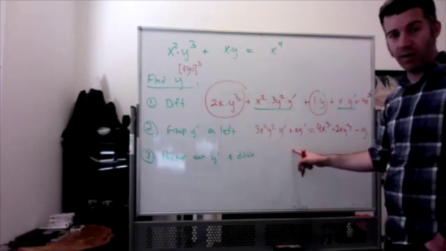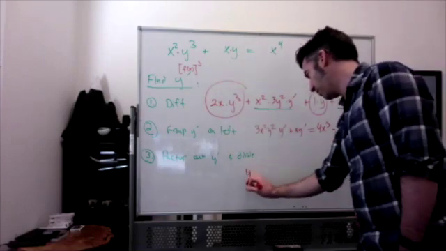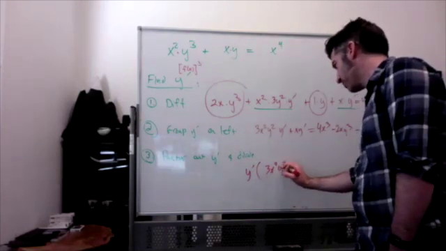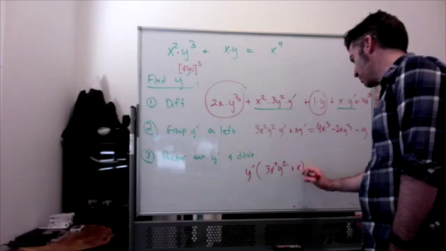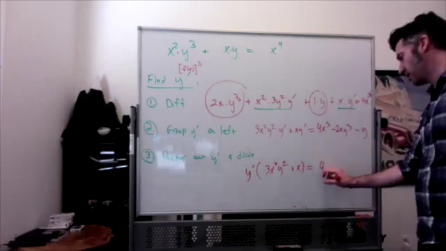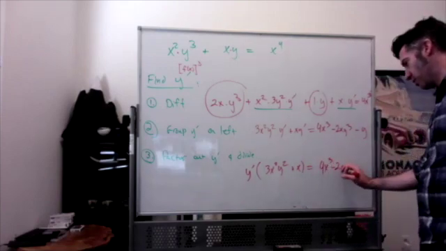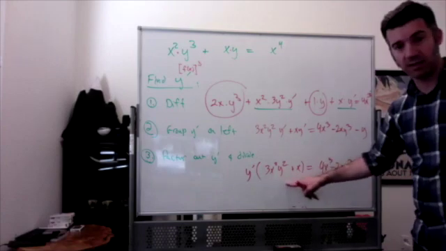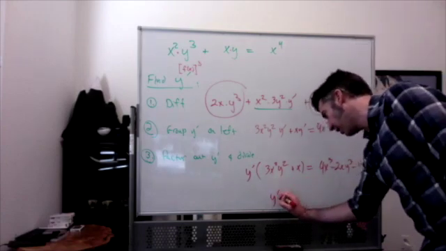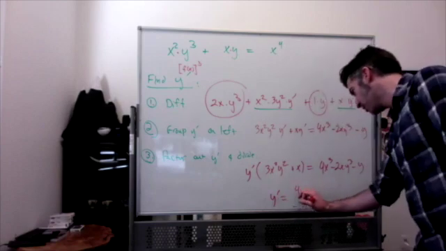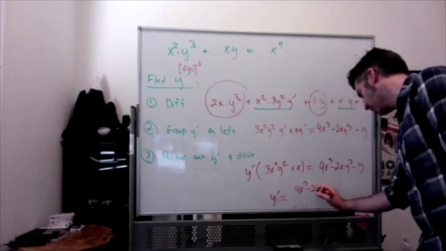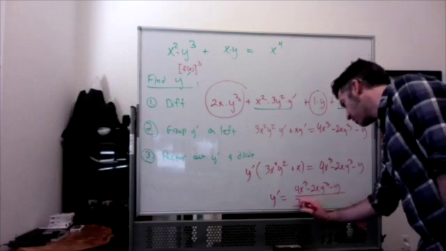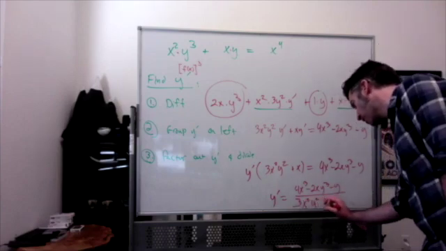Factor out the y prime. So I've got y prime times 3x squared y squared plus x equal to the same jazz on the right-hand side here, 4x cubed minus 2xy cubed minus y. And lastly, divide both sides by this to get y prime equal to 4x cubed minus 2xy cubed minus y divided by 3x squared y squared plus x.